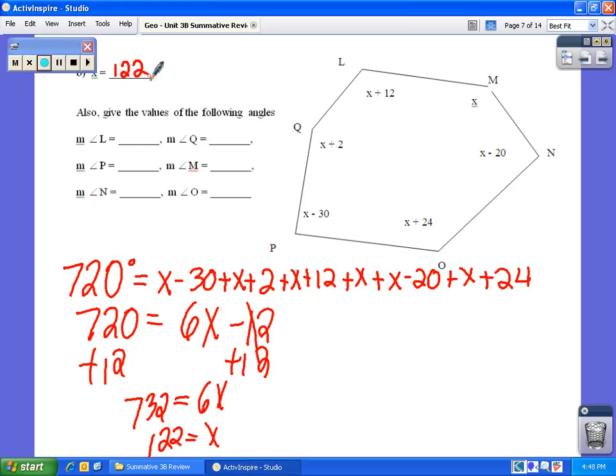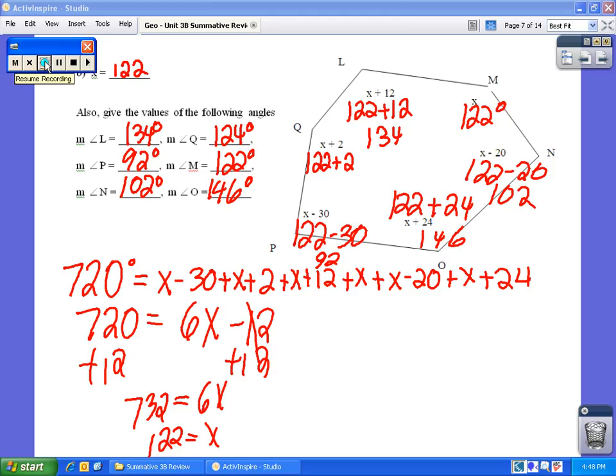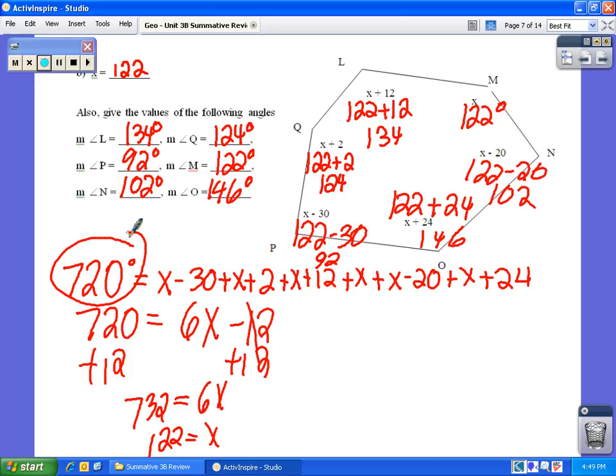To find the measure of each of the angles, plug in 122 for x. This is what I got when I plugged in 122 for x. If you want to check your work, add up all 6 of the angles and make sure they add up to 720 degrees.